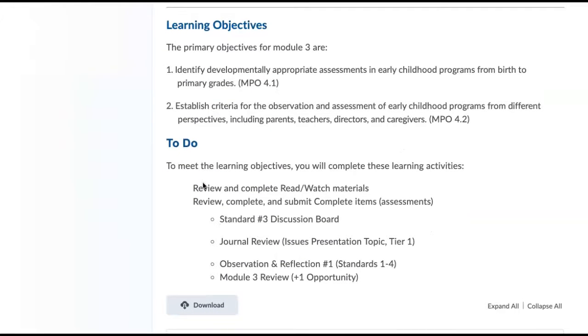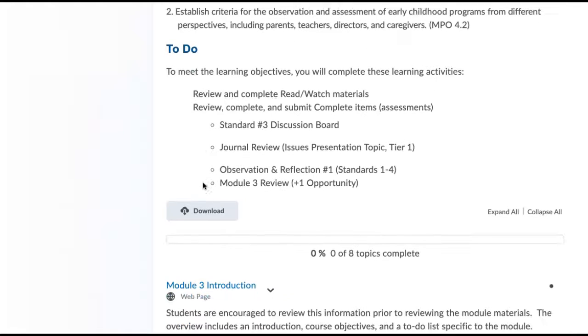There are two. Identify developmentally appropriate assessments in early childhood programs from birth to primary grades, remembering that our focus here is birth to age 8 or 2nd grade. Primary grades refer to K to 6. Establishing a criteria for the observation and assessment of early childhood programs from different perspectives, including parents, teachers, directors or administrators, and caregivers themselves.